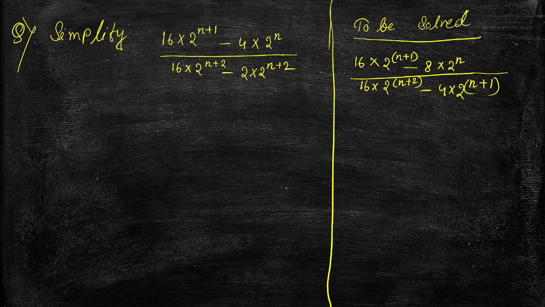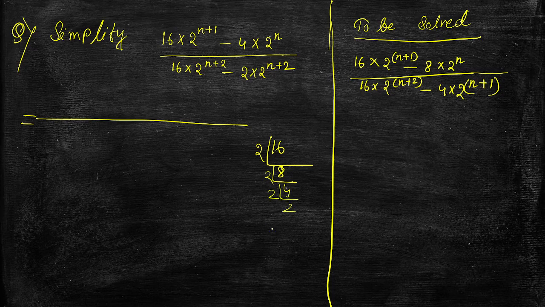Again there are two questions, one I will solve and the other one you guys will solve. See here how we can solve this. 16, do the prime factorization. 2, 8, 2, 4, 2, 2. That means 2 to the power 4, right? This is 2 to the power 4.